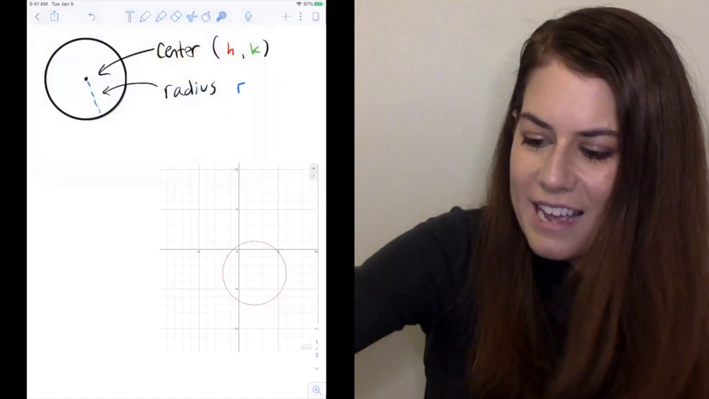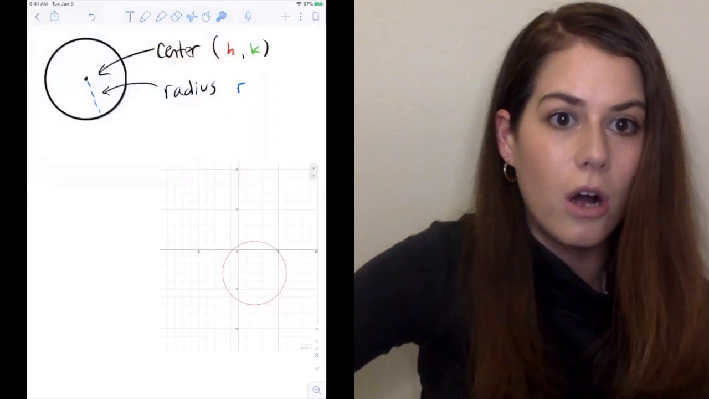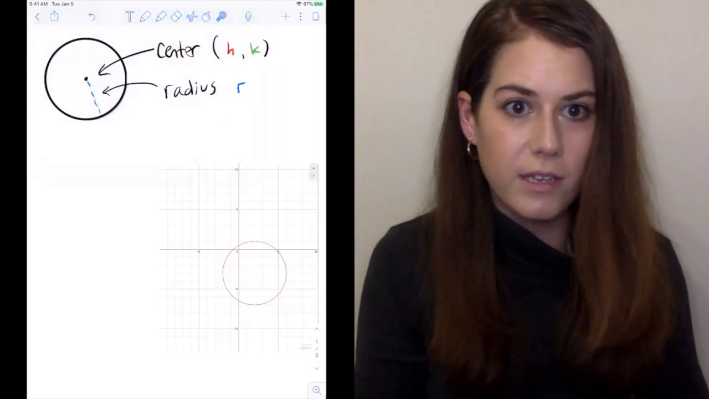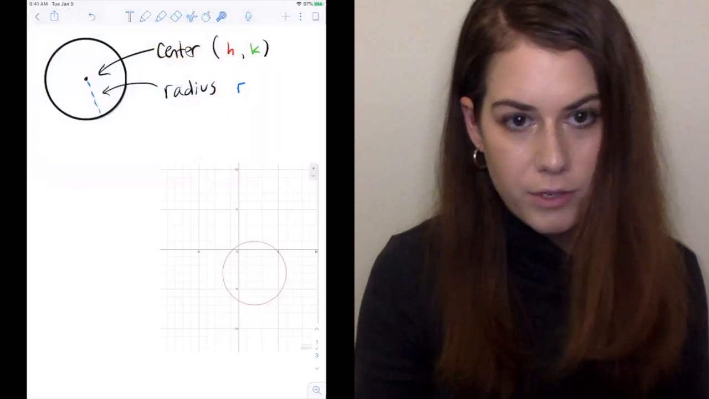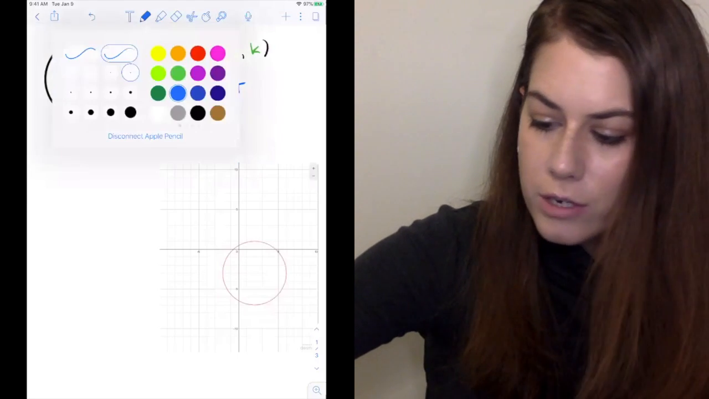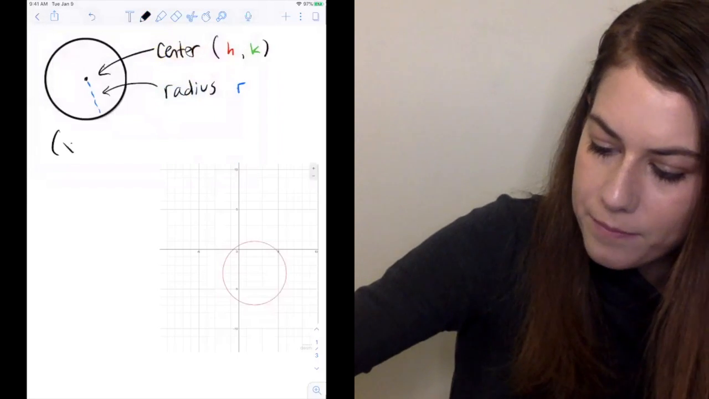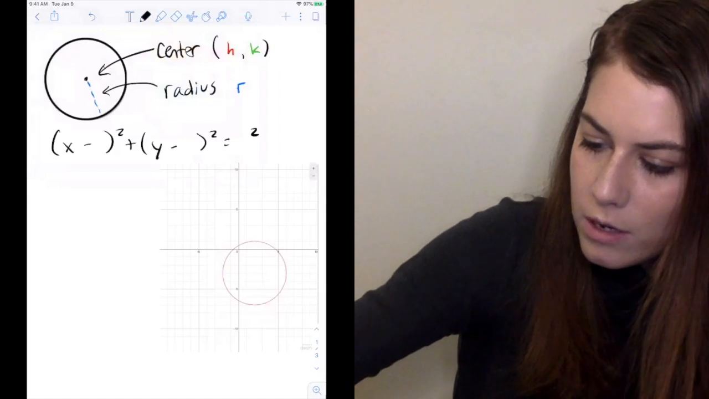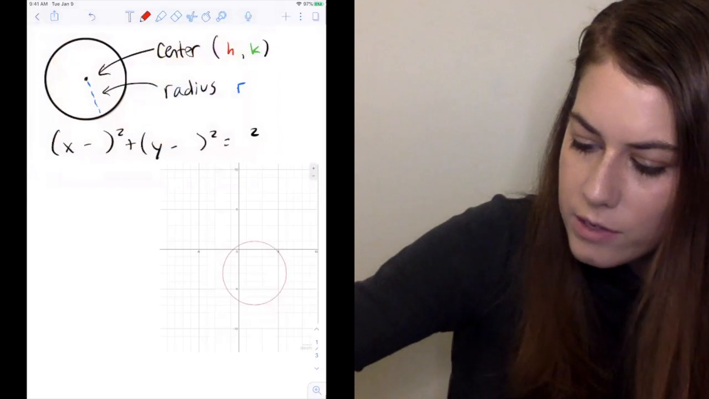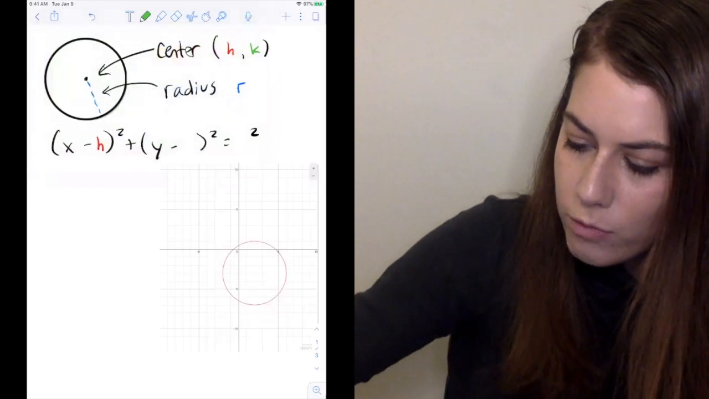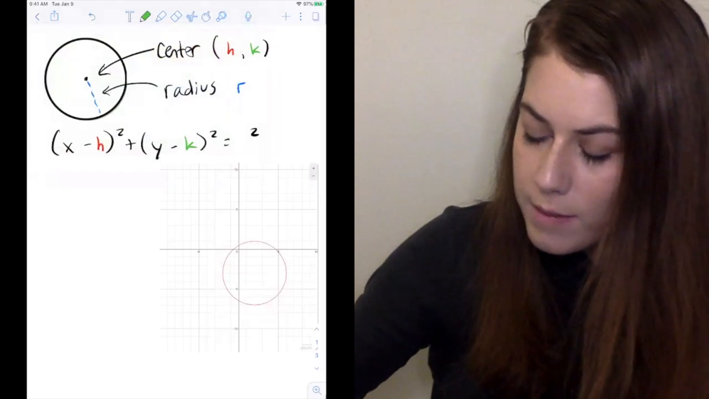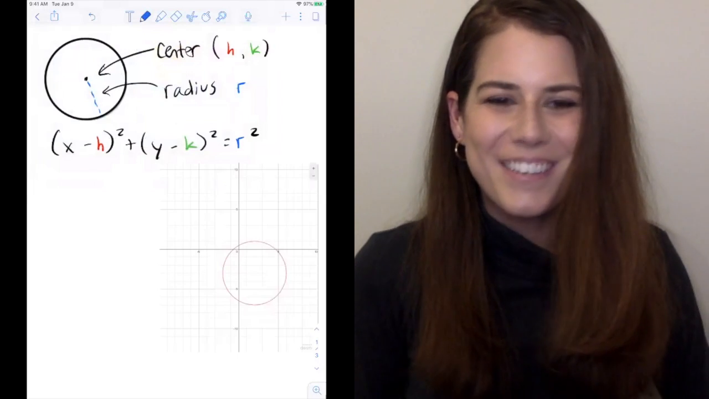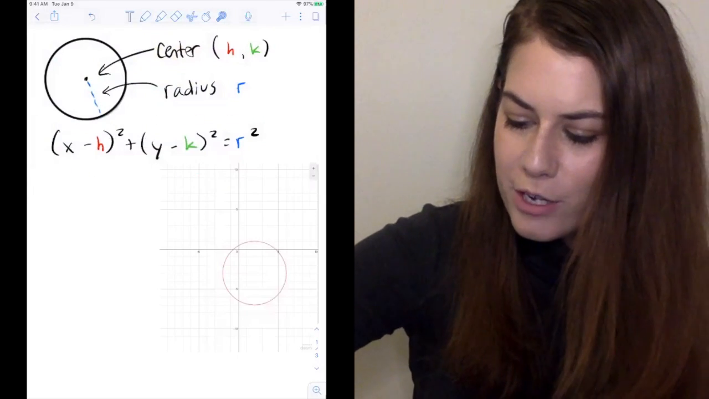I want to point out that h, k, and r are numbers. We're just calling them h, k, and r because they could be a lot of different things, but in your equation, they will be numbers. So what is that equation? Let's write out the general format. I'm going to color code. I think that's a good habit to be in. (x - h)² + (y - k)² = r². There we go. That's our general format for the equation of a circle.